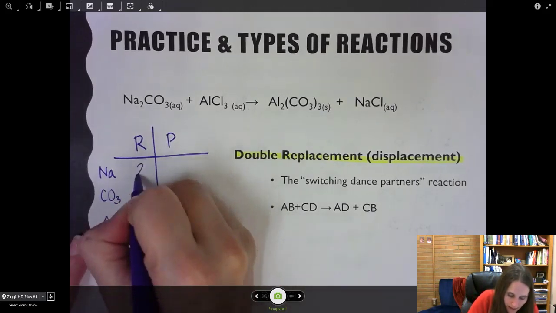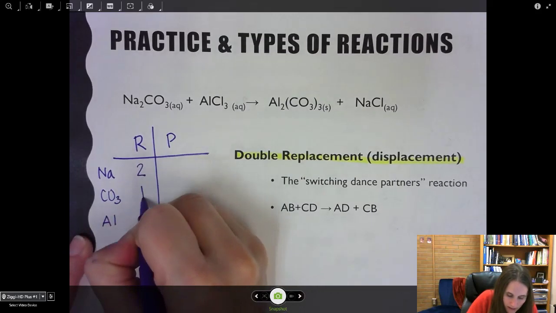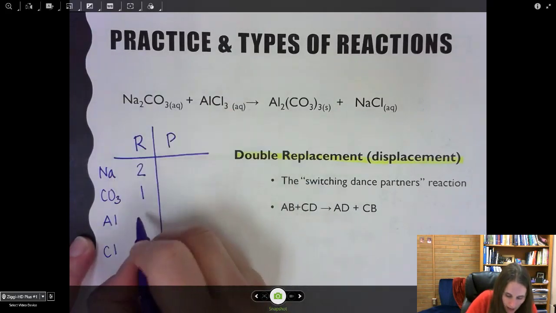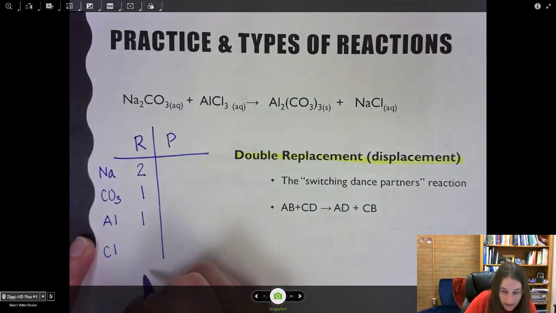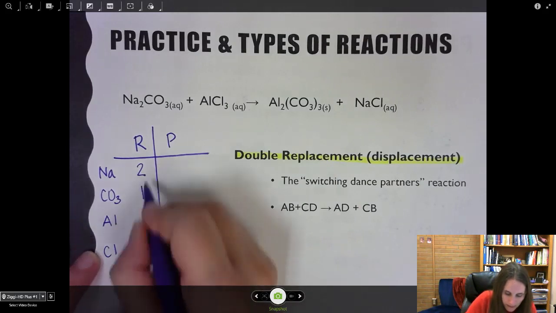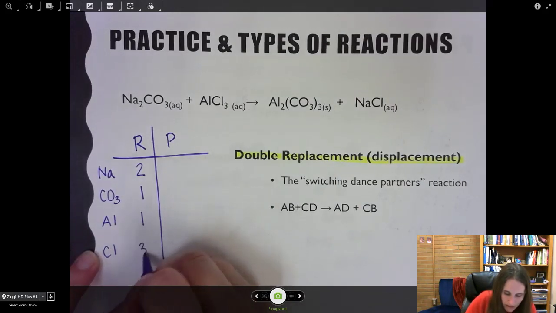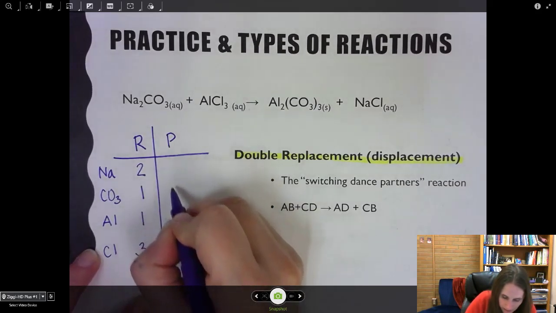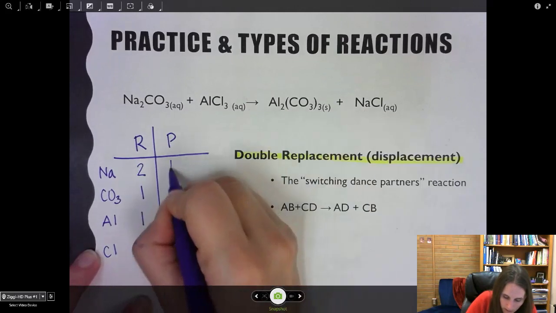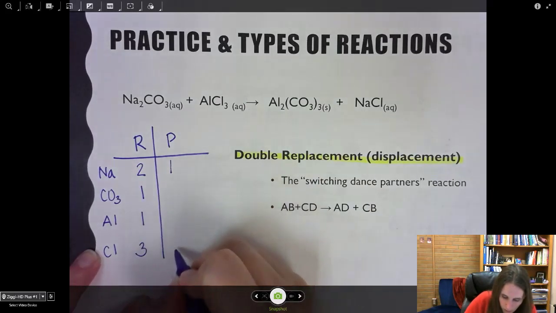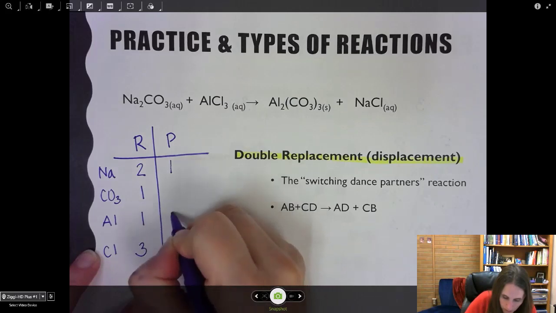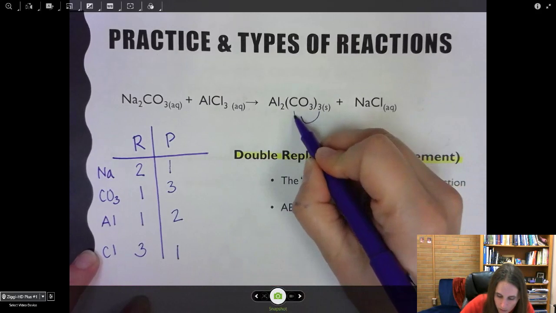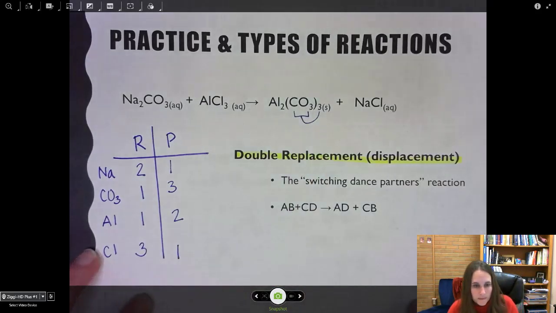On my reactant side, I have 1 carbonate. I have to make sure I think of this as 1 rather than accidentally writing the 3. I think I said that wrong. Bear with me. 1 aluminum, 2 sodium, and then 3 chlorine. On my product side, I got to jump down. I got to make sure I'm on the right one. 1 sodium, 1 chlorine, 2 aluminum, and 3 carbonate. The 3 multiplies through this whole thing, so I have 3 of those carbonate atoms.